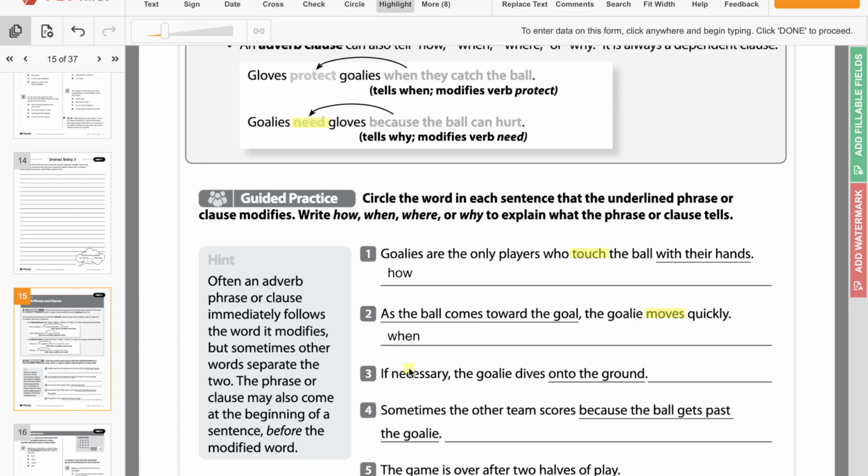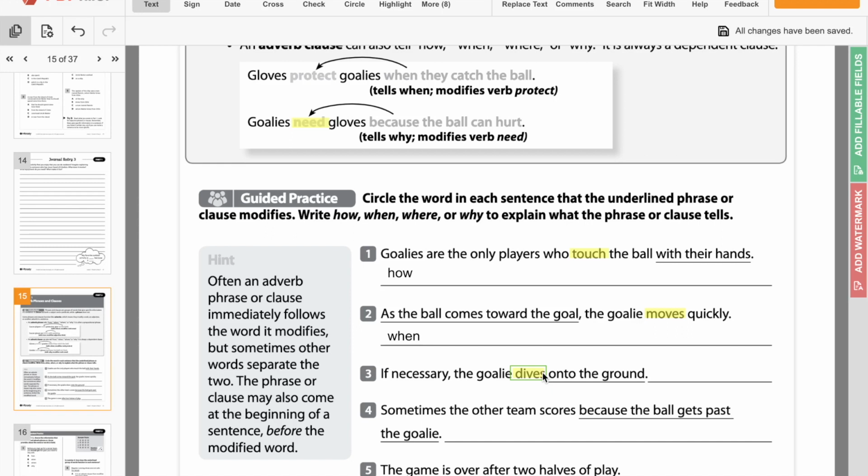So number 3 says, if necessary, the goalie dives onto the ground. Here we have that word dives, which is our verb that's going to be modified by onto the ground. Now, what does onto the ground describe about the word dives? If you said, how did they dive? Onto the ground. That doesn't make sense. When did they dive? Onto the ground. Again, doesn't make sense. Where did they dive? Onto the ground. That is how it's being modified. It is describing where.